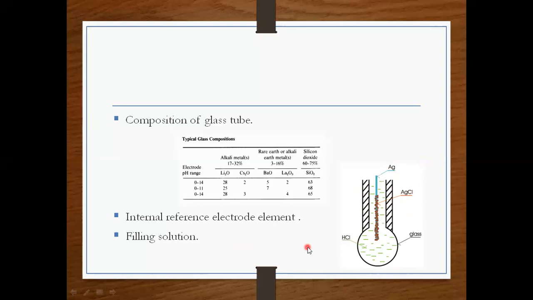The next one is the filling solution. As we can see, the internal reference electrode is immersed in a solution that is surrounded by the glass tube and the glass membrane or the glass bulb, and this filling solution is 0.1 molar HCl solution. Therefore the internal solution should contain a fixed concentration of both hydrogen and chloride ions. In practice, for the determination of an unknown pH value, there is no need to have the exact pH of the internal solution, but only to keep it constant.